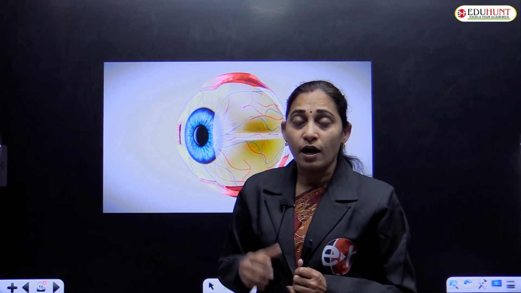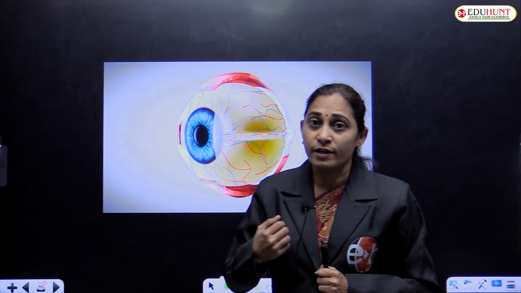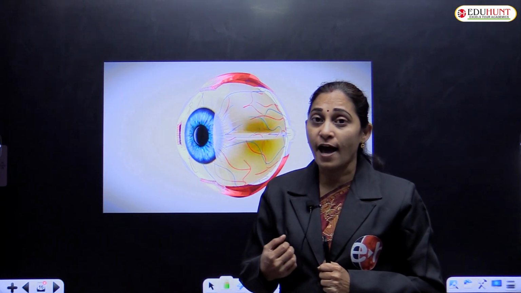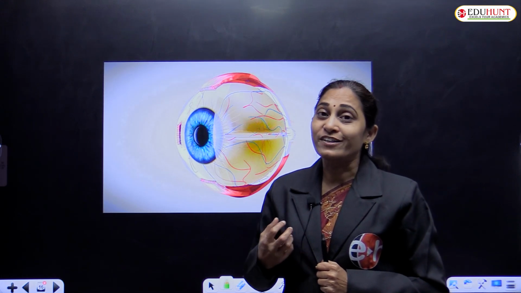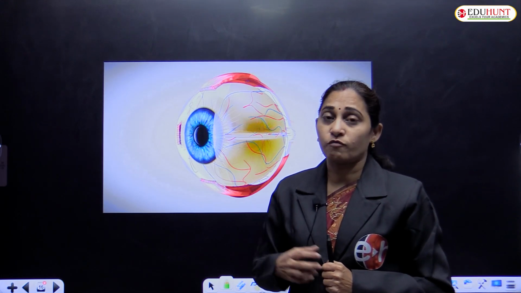These lacrimal glands, also known as tear glands, have watery secretions, and these secretions help to moisten the surface of the eye. Not only that, the lacrimal secretions also have the lysozyme enzyme, which is bactericidal in action, which checks the entry of pathogens.